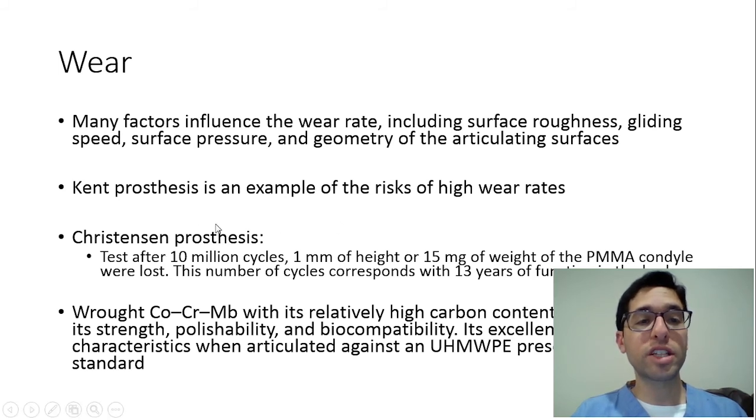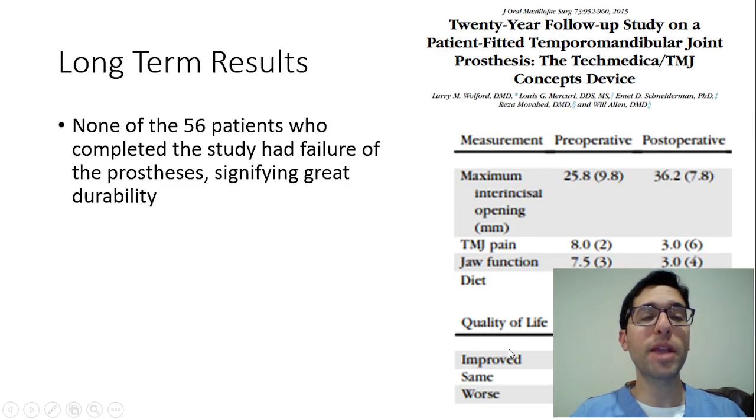The Christensen prosthesis, so they initially had the polymethyl methacrylate, but they did test. After about 10 million cycles, you lost about 1 millimeter of height, and that was significant because that correlated to about after 13 years of function, this prosthesis would no longer work. And the best combination of alloy we found was chromium, cobalt, molybdenum, and that was found to have the best combination of strength, polishability, biocompatibility, excellent wear, and it would slide really nicely against this ultra high molecular weight polyethylene. So that became the gold standard.